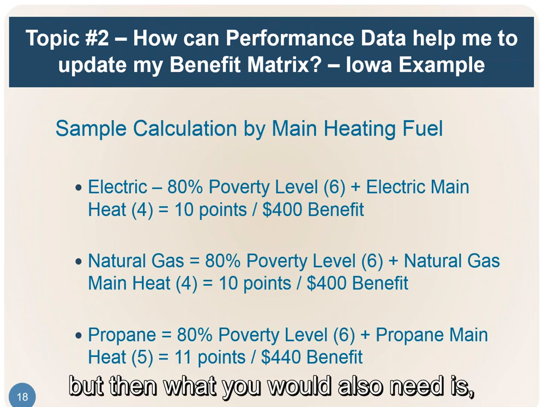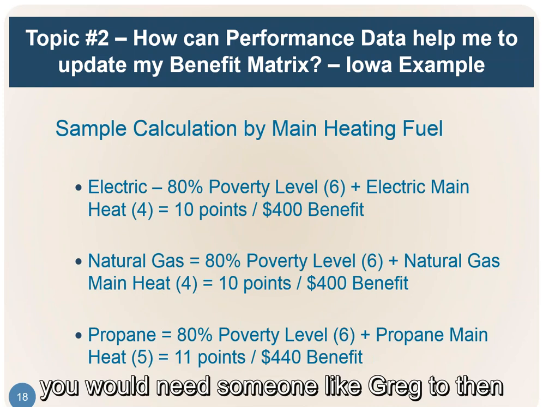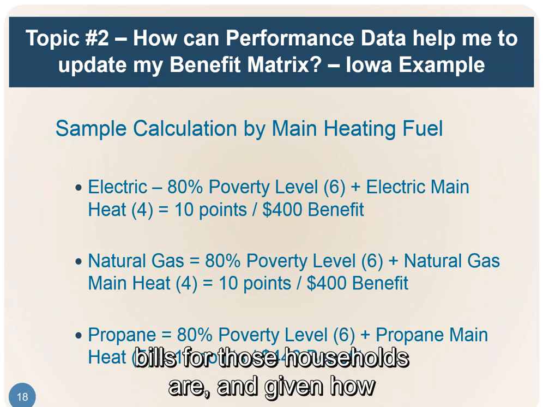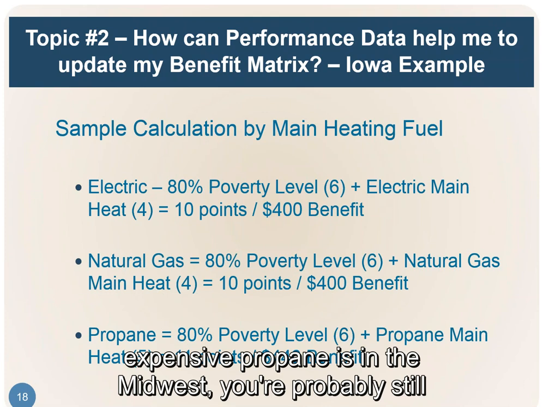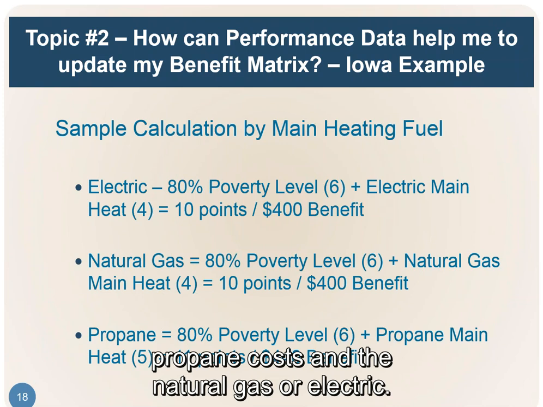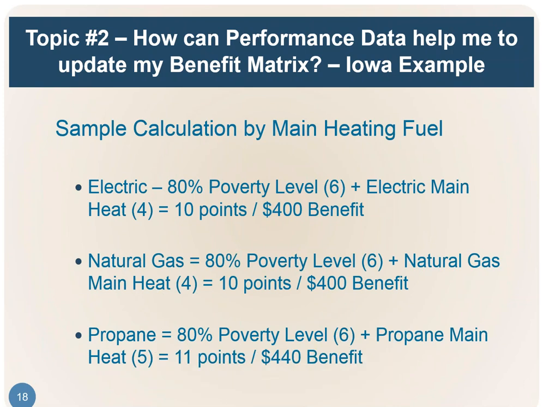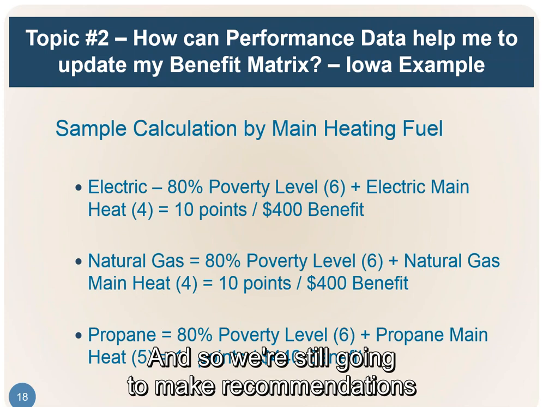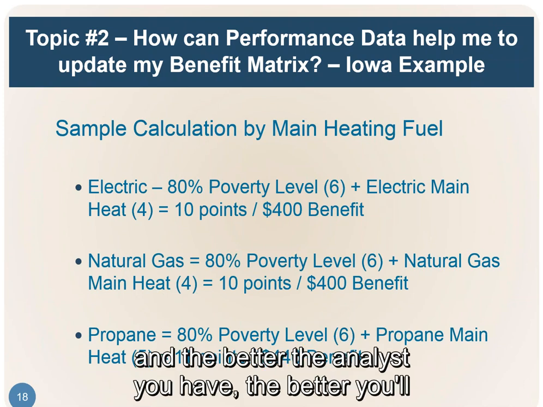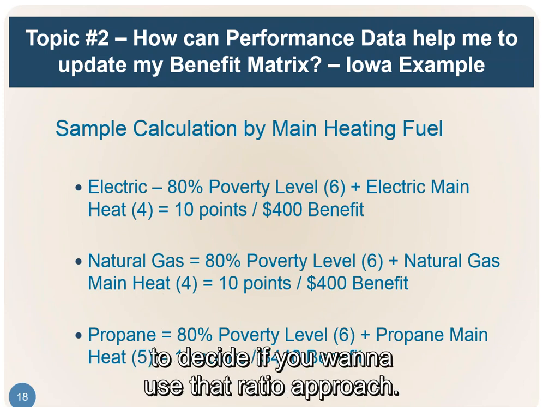But then what you would also need is someone like Greg to select those kinds of households, run your performance measures form again, and see what the average bills for those households are. And given how expensive propane is in the Midwest, you're probably still going to see a pretty big difference between the propane costs and the natural gas or electric. So we're still going to make recommendations related to that, but you need to be really careful. And the better the analyst you have, the better you'll be able to do an apples-to-apples comparison to decide if you want to use that ratio approach.